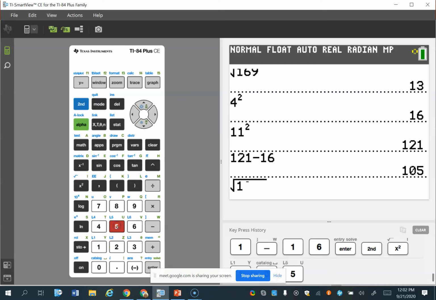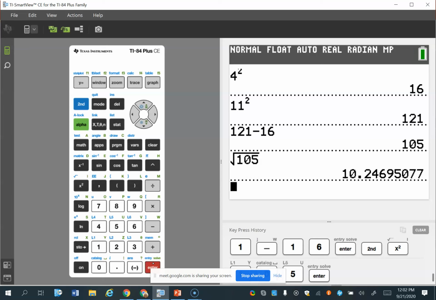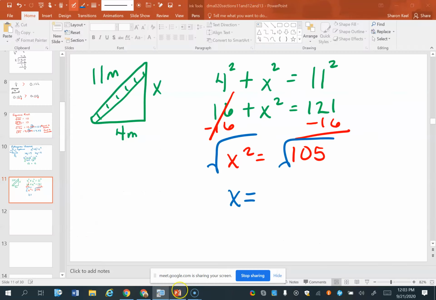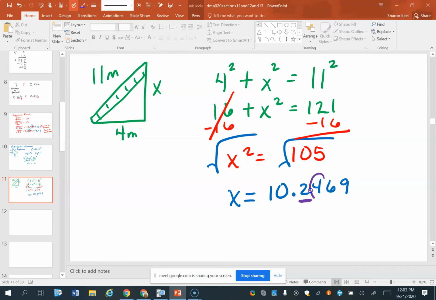So the square root of 105, I'm going to get 10.2469. Now, when I look at the problem and I read carefully, it tells me that they want us to round the answer to the nearest tenth. The 2 is in the tenths place. I look at the digit beside. So this is going to round and become 10.2, 10 and 2/10. The 4 makes the 2 stay the same.